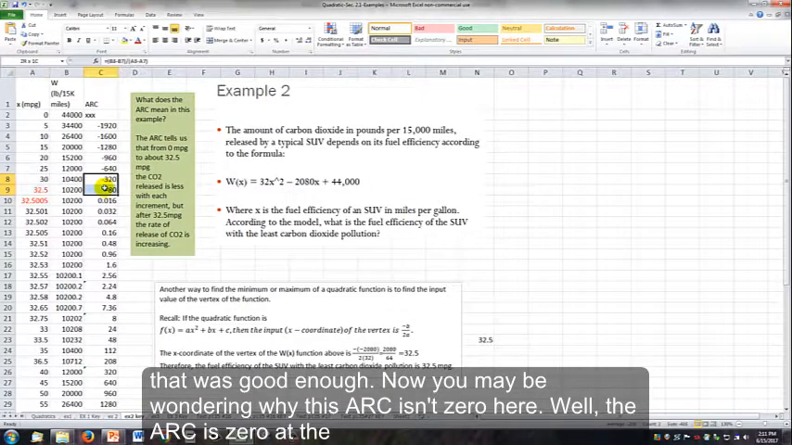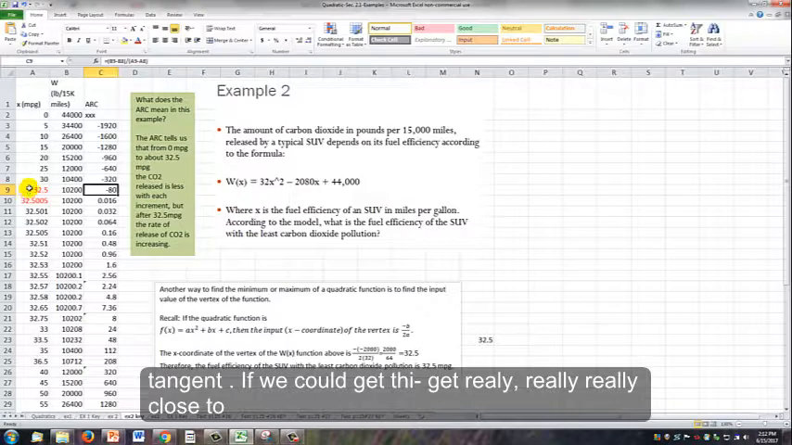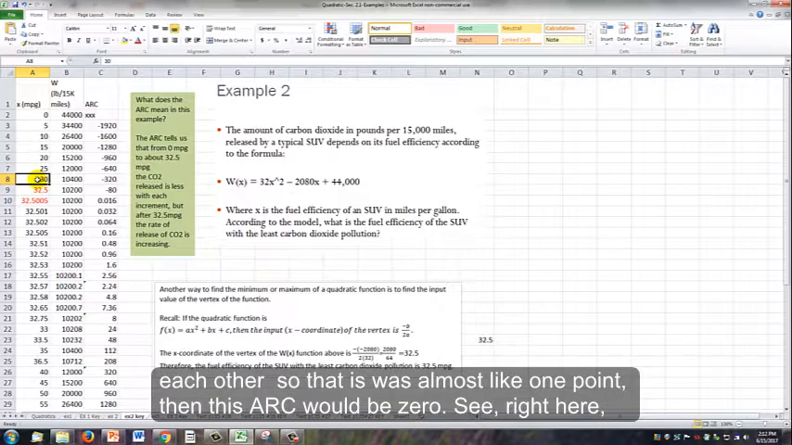Now you may be wondering why this arc isn't 0 here. Well, the arc is 0 at the tangent. If we could get really close to each other, so that it was almost like 1 point, then this arc would be 0.